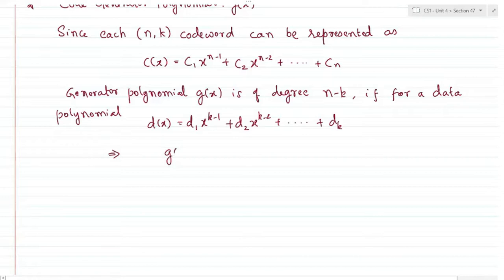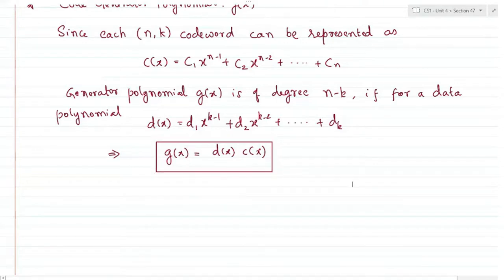This implies the code polynomial c of x would be simply the product of d of x and g of x. You should note that there are 2^k distinct data polynomials or code words that are possible. But for a cyclic code, a code word after a cyclic shift is still a code word. So that should be noted as well.